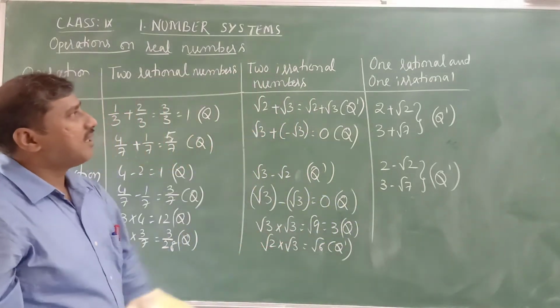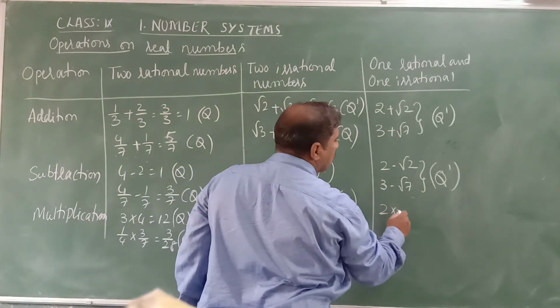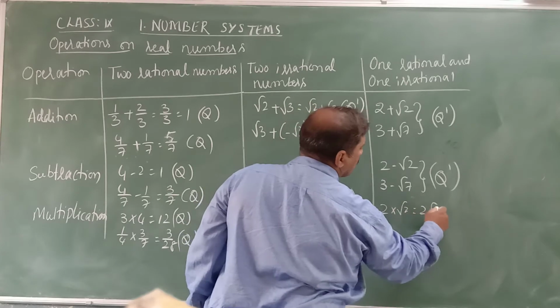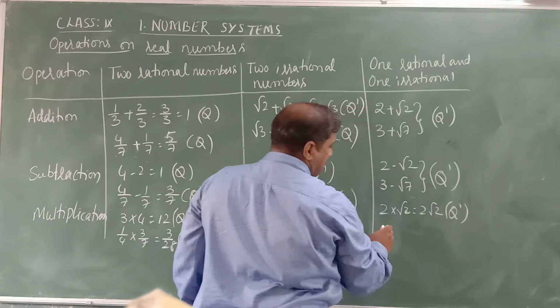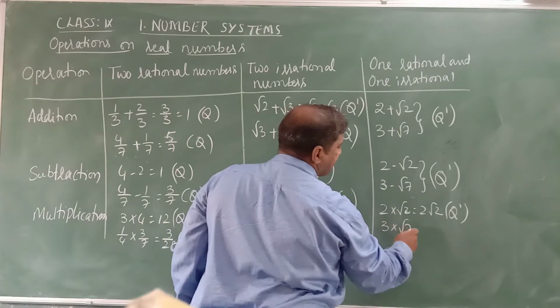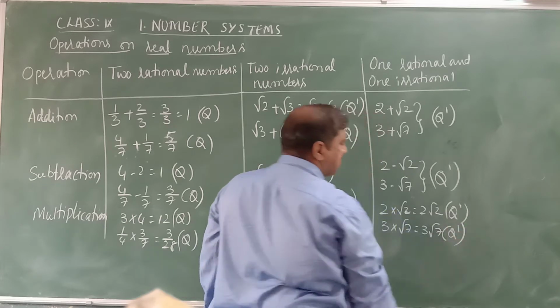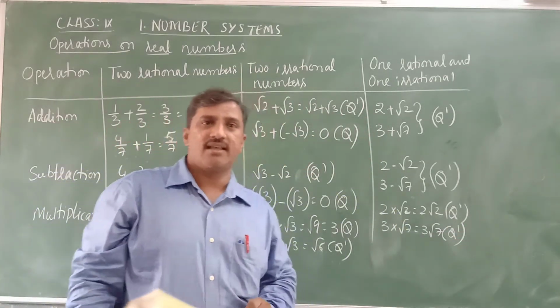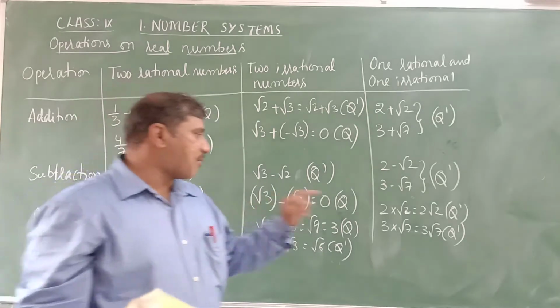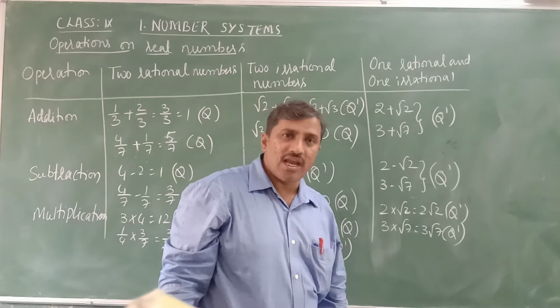What about a rational number and an irrational number? 2 into root 2 is equal to 2 root 2, which is irrational. 3 into root 7 is equal to 3 root 7. It is also an irrational number. That is, the product of one rational and one irrational is always an irrational number.